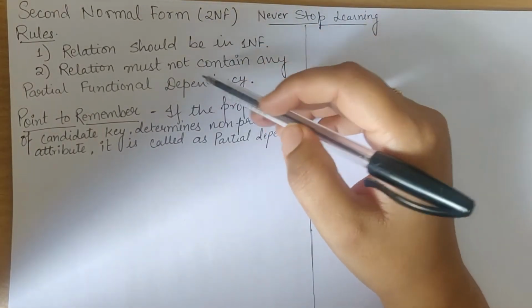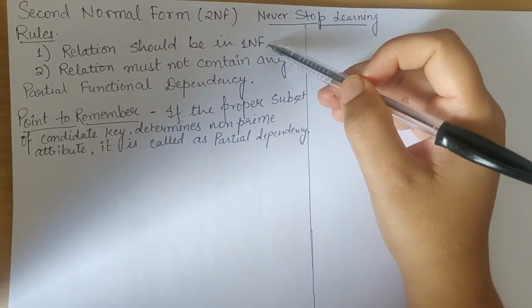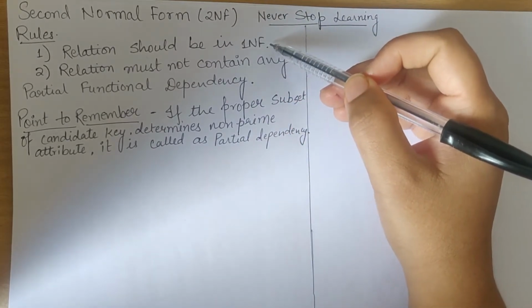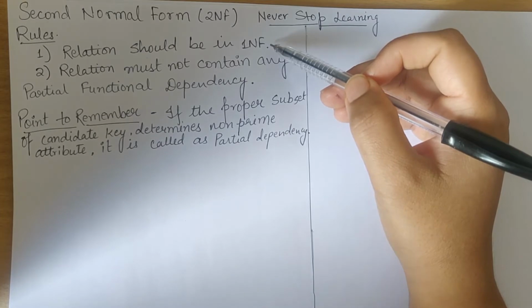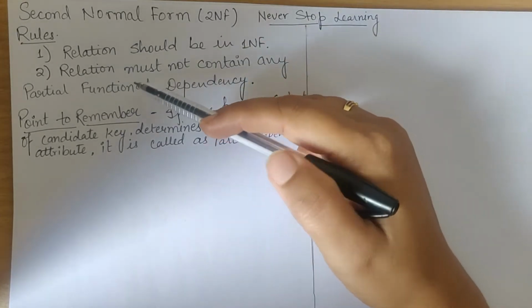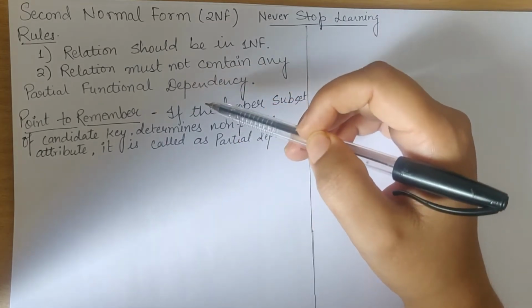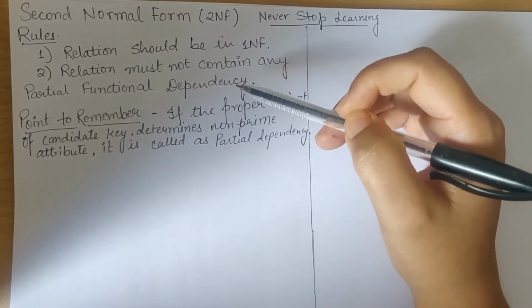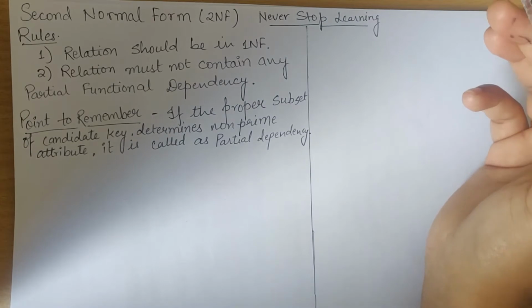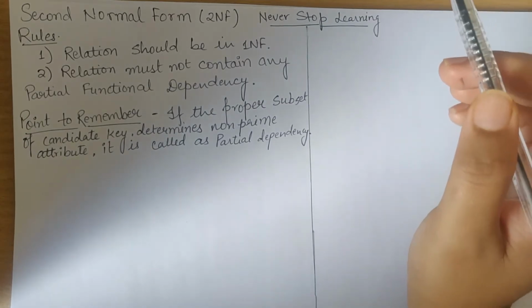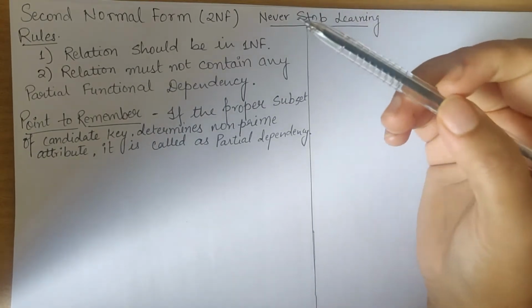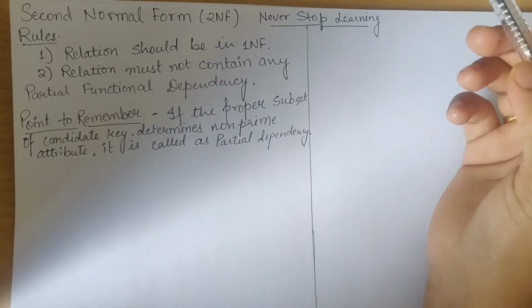Now, to be in second NF, the first thing is that the relation should be in 1NF, so it should satisfy all those three rules. The second thing is that the relation must not contain any partial functional dependency. So what is partial functional dependency? I have already discussed this in the previous video.